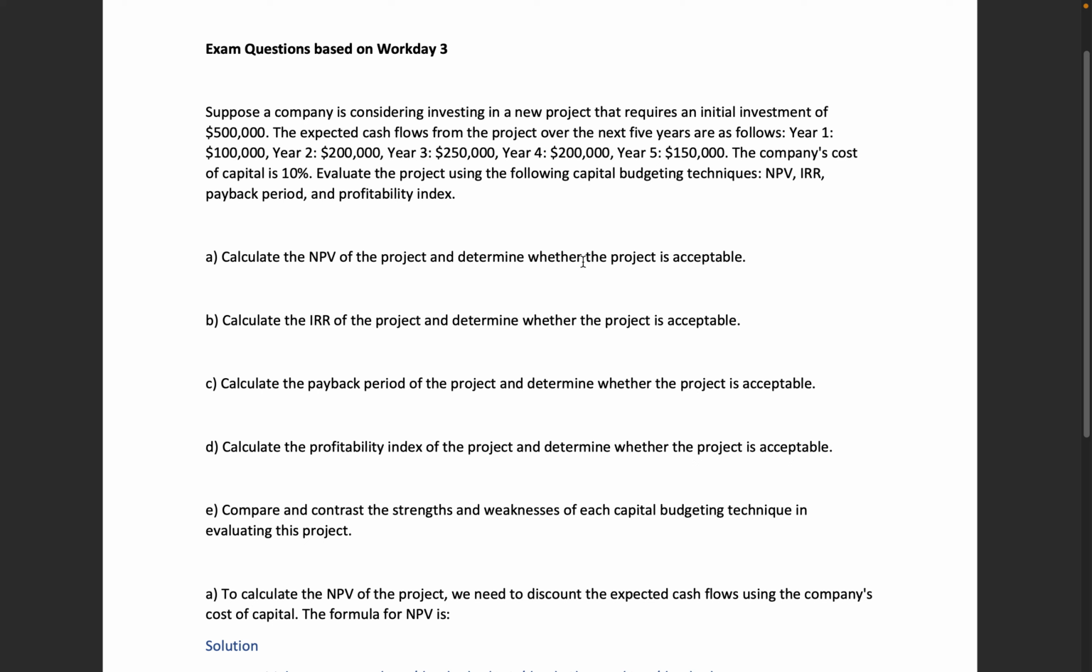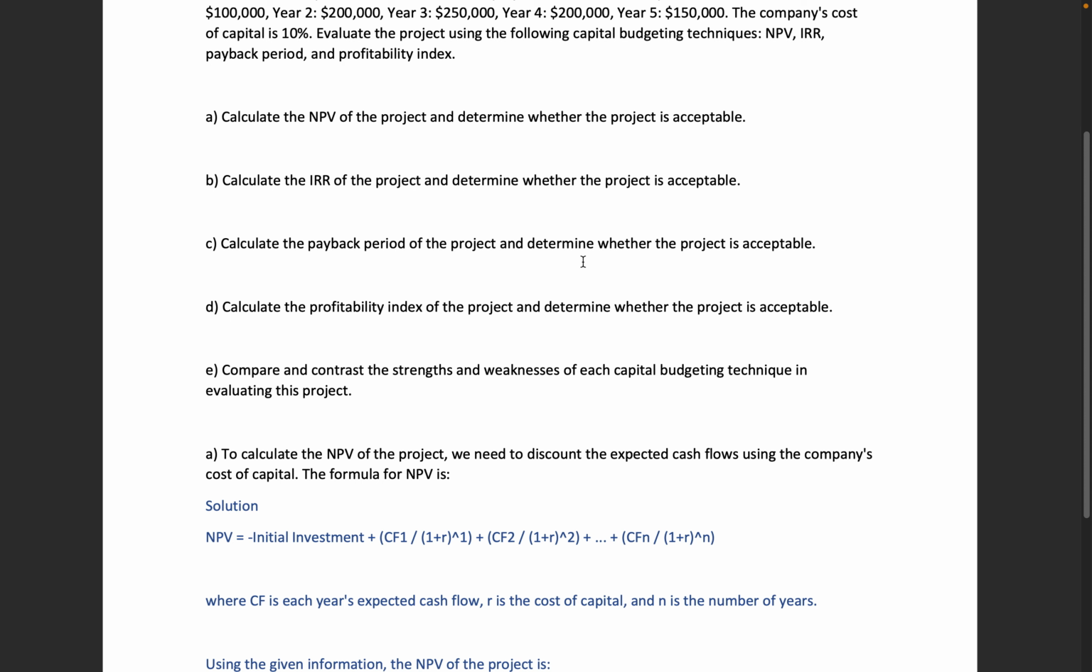So what we want to do is evaluate the project using the following capital budgeting techniques: NPV, IRR, payback period, and profitability index. Each of the questions is listed there as A, B, C, and D. And we also have part E, which asks you to compare and contrast the strengths and weaknesses of each capital budgeting technique. Okay, so without further ado, let's go ahead and see how this question is answered.